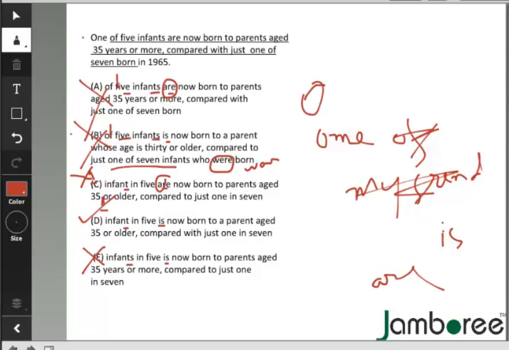Yes, Arnav? Yeah, yeah, both are correct. There's no error in that. See, both are correct. There's a difference in meaning, but that is English grammar. That is not GMAT English.